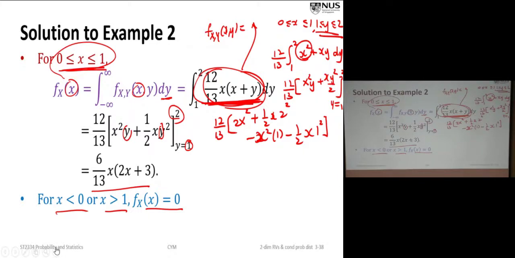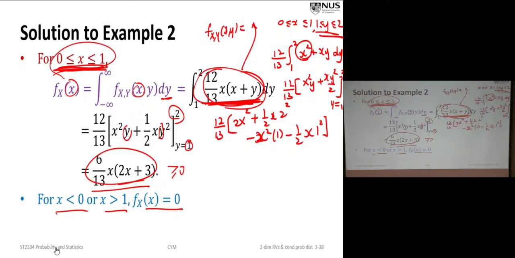So now here is the question. Is it a valid probability density function? In other words, is this bigger or equal to 0? Always? No, we just need it within this range, x between 0 and 1. That means if x is positive, then this expression is positive. So it satisfies the first characteristic of a probability density function.